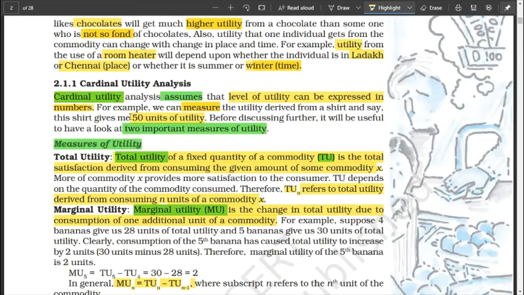So once we are able to measure the utility, we can add together all the satisfaction. We get the concept of total utility. What is total utility? Total utility of a fixed quantity of a commodity, TU, is the total satisfaction derived from consuming the given amount of some commodity X. Any commodity that you consume, add them all together, the total is the total satisfaction, total utility.